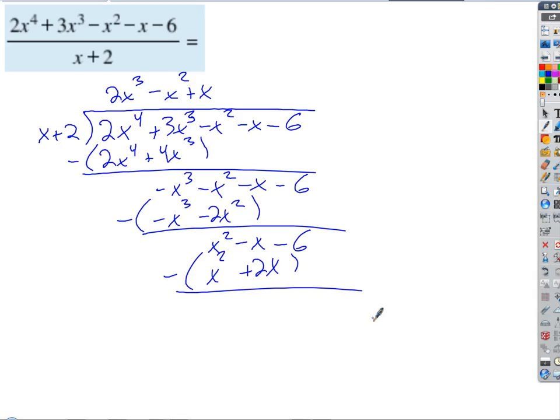Subtract, the x squareds cancel. Negative x minus 2x is what? Okay, good. Negative 3x minus 6. And then finally, okay, so we get negative 3. And let's see here, so negative 3 times x.